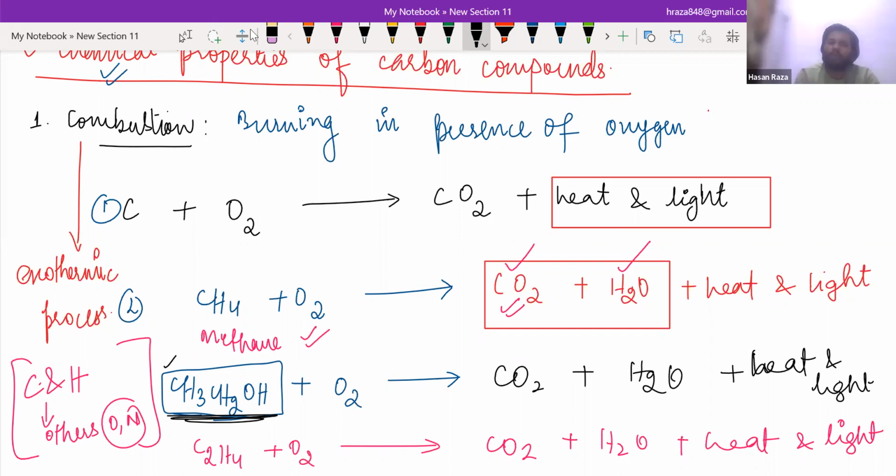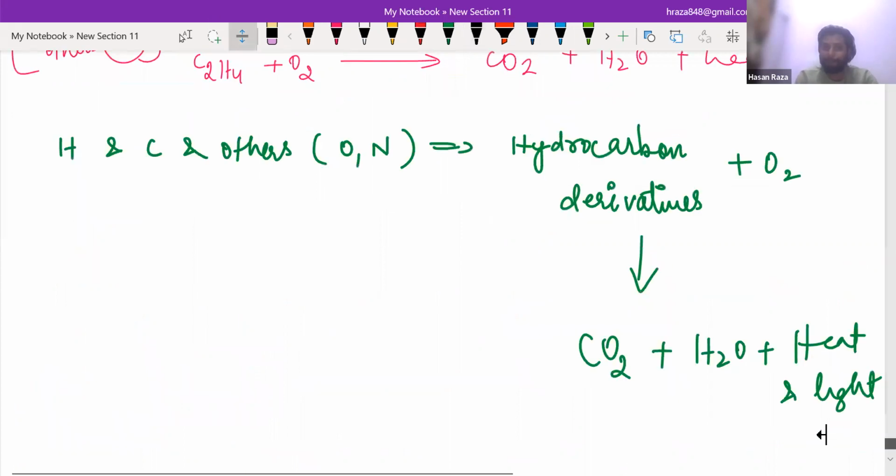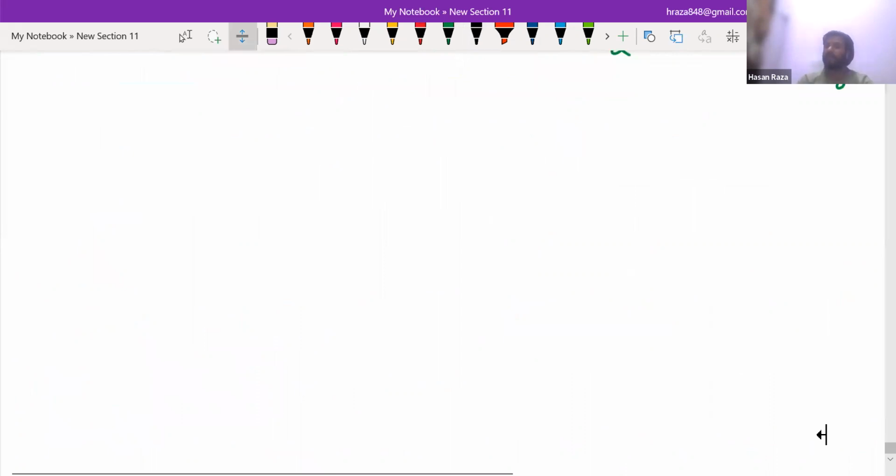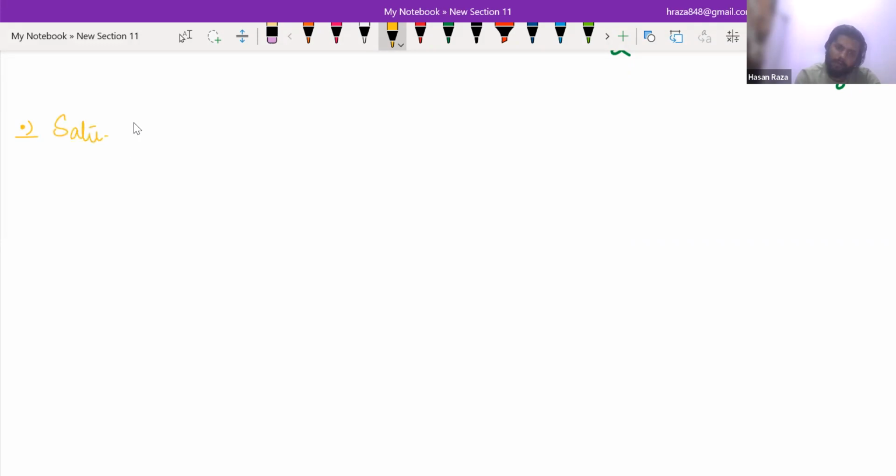Now see, if you burn an alkane, you will get a clear flame. You can easily distinguish between alkane, alkene, and alkyne by burning it, by doing combustion of that hydrocarbon. So I'm going to write some points which are very important for this chapter. Write with me. These questions are asked regularly. Saturated hydrocarbon, you know that? Can you tell me what a saturated hydrocarbon is?